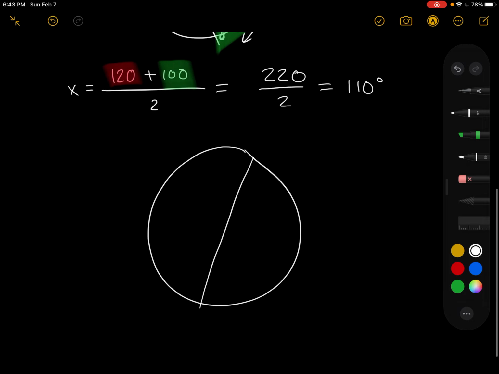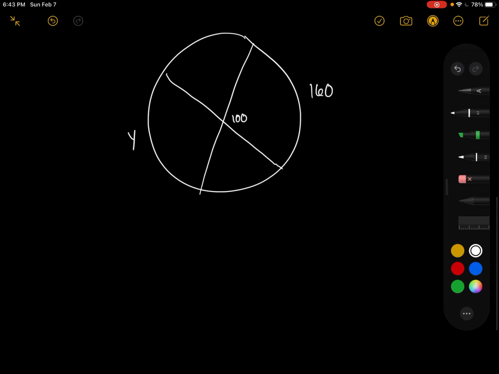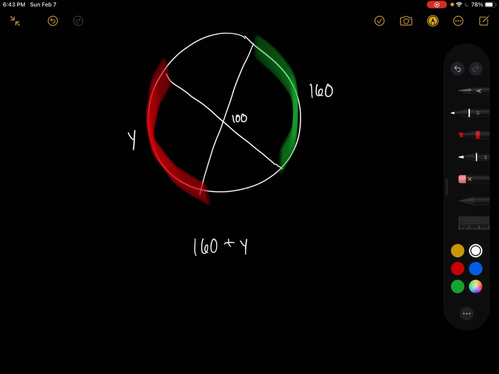A second way that we could see this, though, in a similar situation, is if we're given one measure of an arc and one angle measure, and we'd like to solve for what's on the outside. So actually, the format of this doesn't change at all. So we still have arc and arc, and we still take them and divide them by 2. So arc and arc divided by 2 equals our central angle in the middle there.